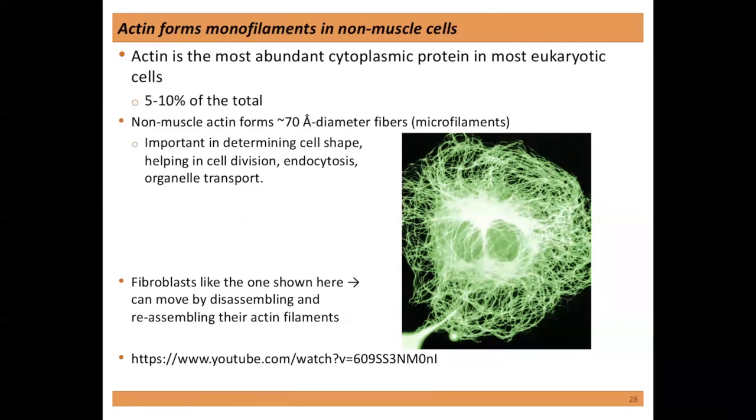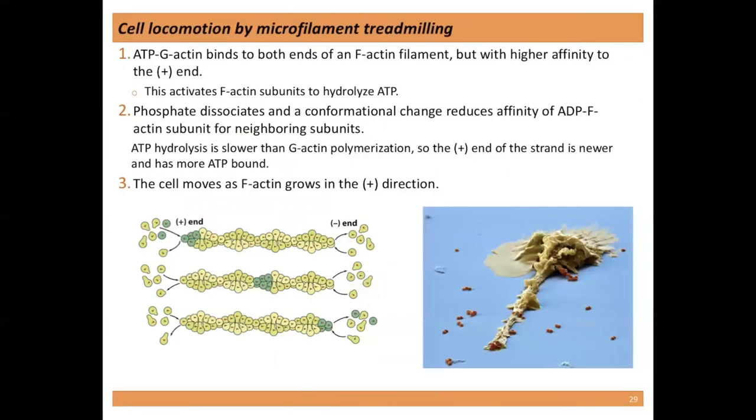So we got a picture over here of a fibroblast, and it can move by disassembling and reassembling their actin filaments. And here's a video that you could watch to see that in action. But let's see if I can help explain how that occurs. So there is a question, why do I need to know the positive end and the negative end of these actin fibers?